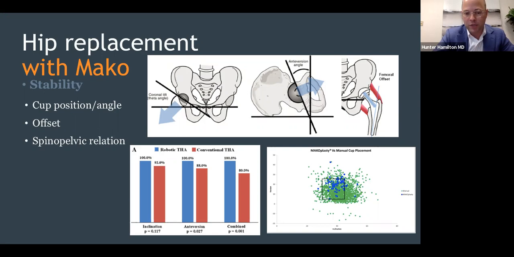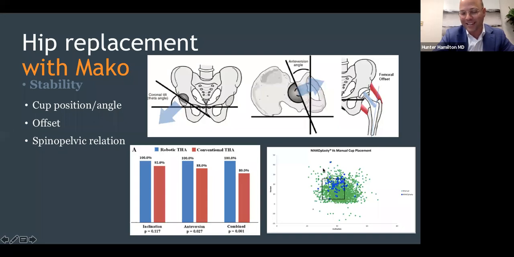On the bottom left, you see a study where they looked at the placement of their acetabular component, or the cup, compared to a conventional technique, and they were very successful in positioning this cup within the safe zone, or their desired templated zone.